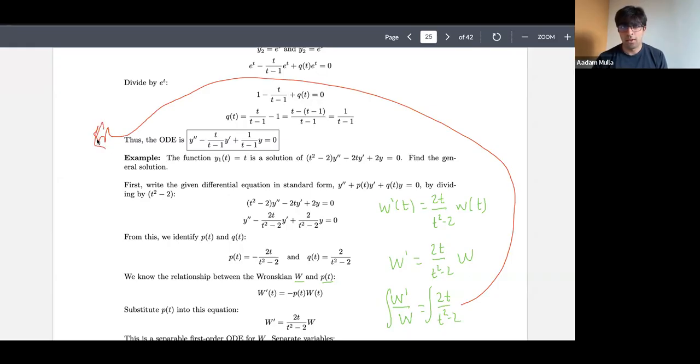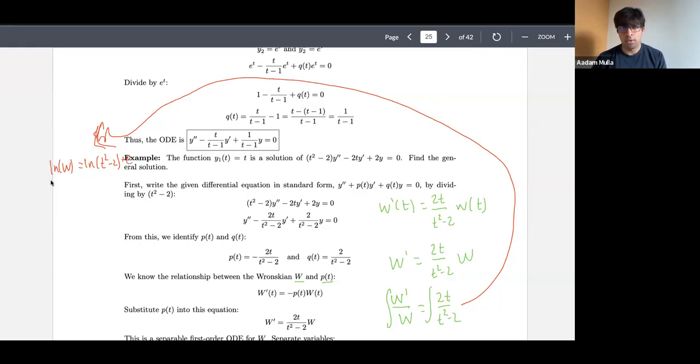The integral to the left, so the integral of w prime over w is just going to be natural log of w, right? Because if you take that derivative, you get 1 over w and then chain rule times w prime on the top. And then the integral of this guy is going to be ln of t squared minus 2. Again, based on the chain rule, right? You take the derivative of this, that should be clear. Now we can solve for w, plus some constant here.